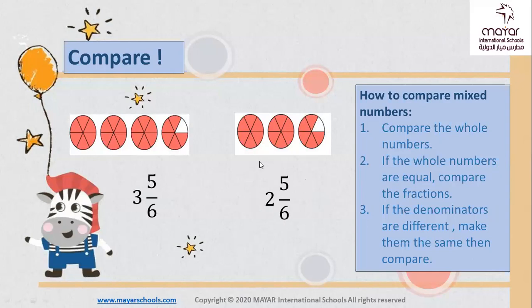Janal Ali, can you answer? The whole number in the first one is 3, and the whole number in the second one is 2. Yes. So which one is bigger? 3. Do we need to look at the fraction? No, because already the whole number is bigger. When the whole number is bigger, we don't need to look at the fraction at all. Is this step clear?